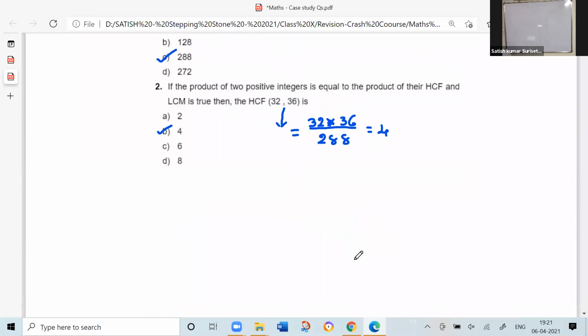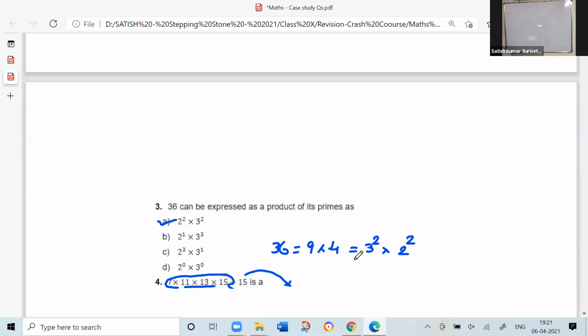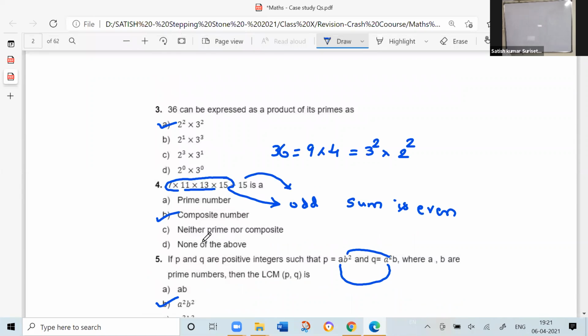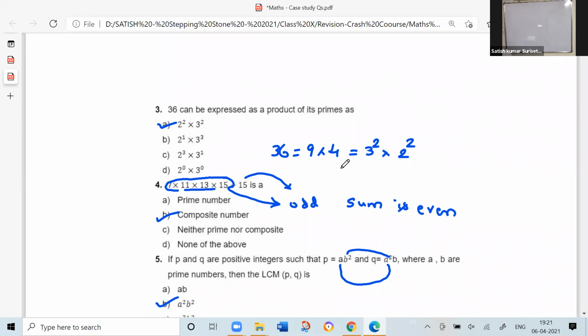Have you understood all of you? Fourth one, sir. See, in the fourth one the method is by taking 15 common. Suppose if I take 15 common, then what can I write? 15 if I take common, so 7 into 11 into 13 plus 1, can you write?